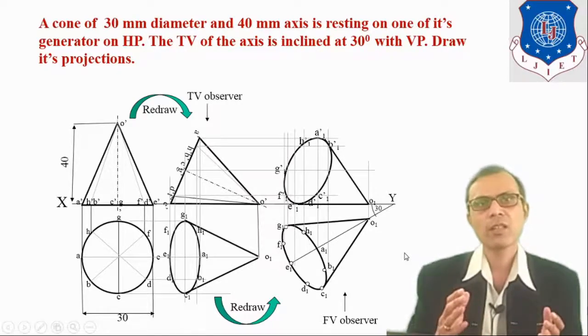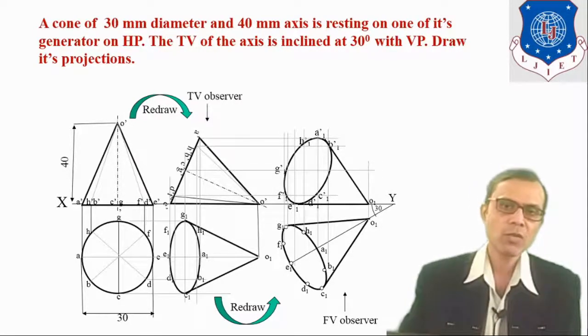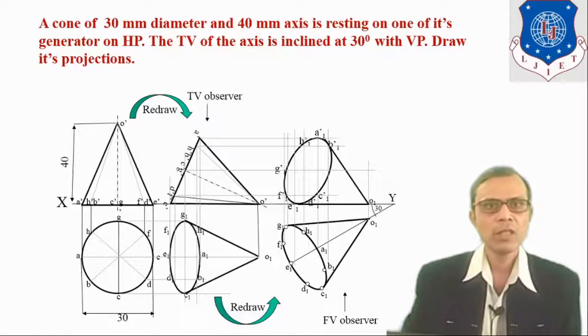So these are the general procedural steps which you have to follow while drawing the projection of a solid. Here it is a right circular cone. In place of a right circular cone, another solid may also be given.